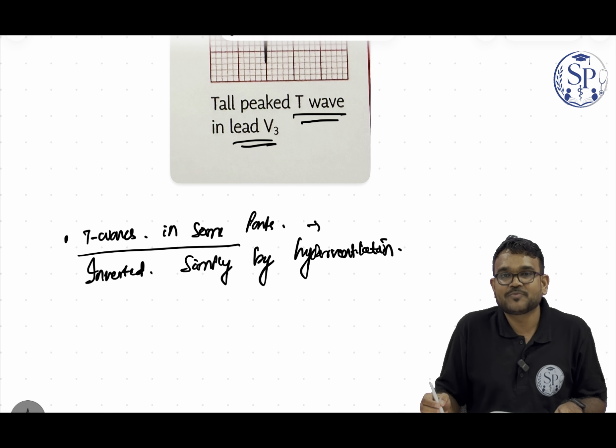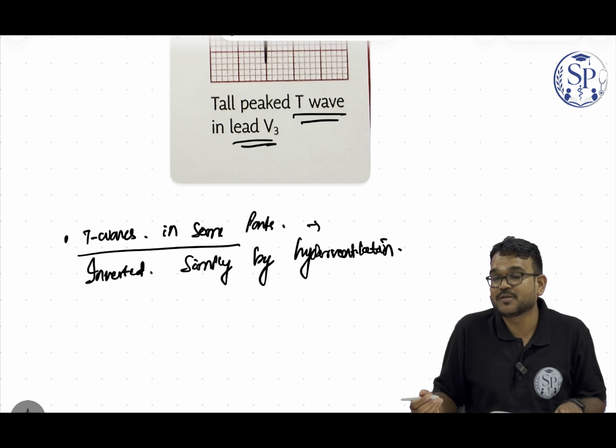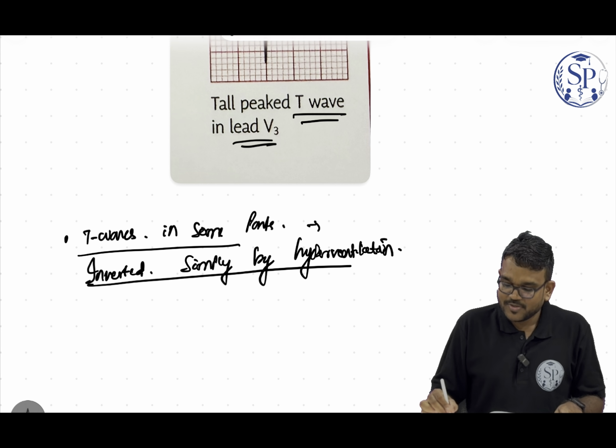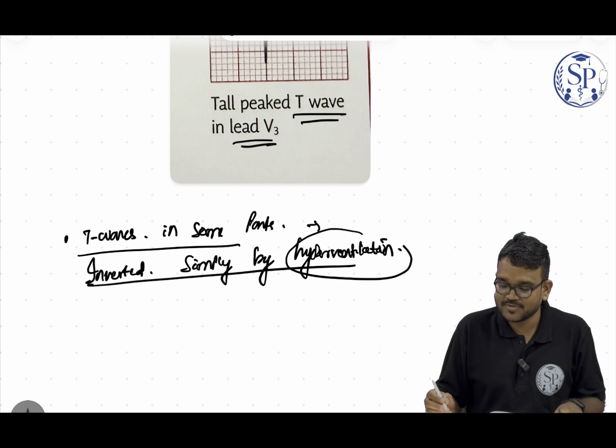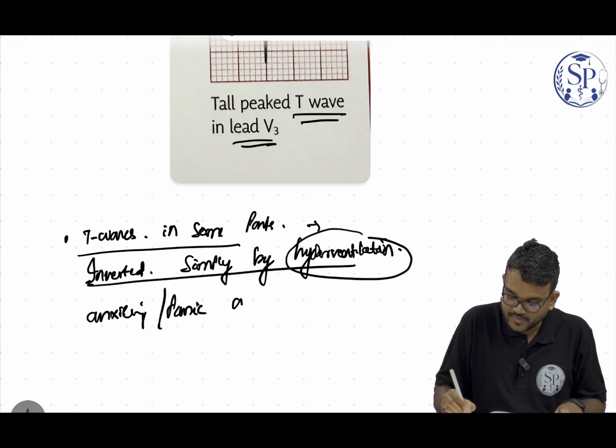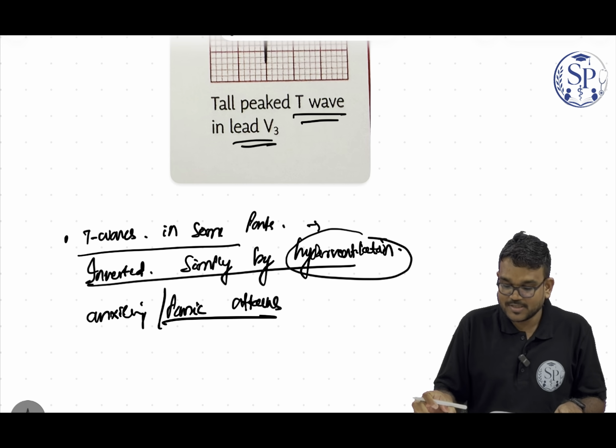In that case, you have to rule out certain other comorbid conditions, whether the patient has any other electrolyte disturbances or early stages of MI or not. If it is not present, then you can definitely go to the diagnosis that it is a hyperventilation induced by anxiety or panic attacks. Okay. So, this is all about the T waves.